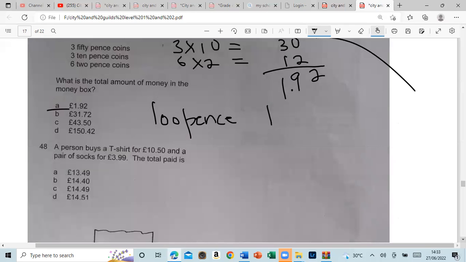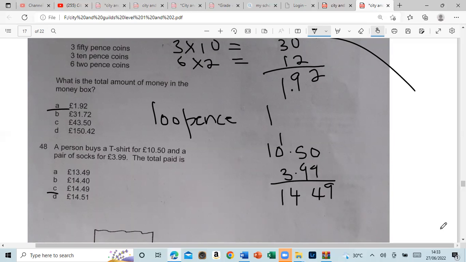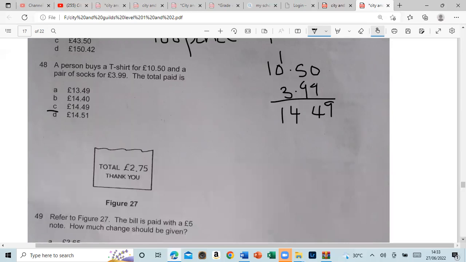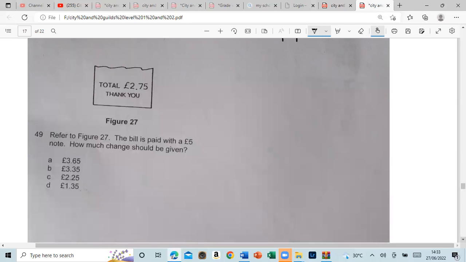A person buys a t-shirt for 10 pounds 50 pence, and a pair of socks, 3 pounds 99 pence. Total paid is, so all of this just added on to it. Right? So that's 99. So that's 9, 4 times 1, 3 and 4. That is 149. All right, so let's move on to 49.